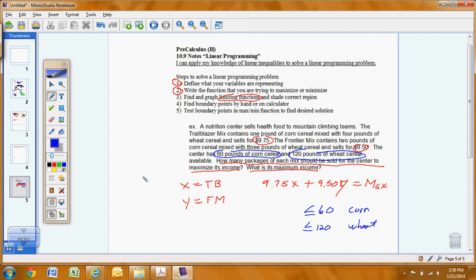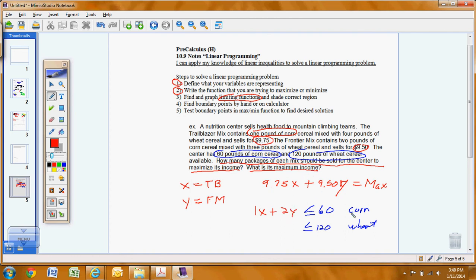But then I start looking for the corn in the problem. Maybe I'll do that in green. So if we go find the corn in the problem, the Trailblazer mix has 1 pound of corn. Oops, that was supposed to be green. And the Frontier has 2 pounds of corn. So if Trailblazer has 1, it's 1x plus, and then the Frontier has 2, so 2y has to be less than or equal to 60 because that's all I have.